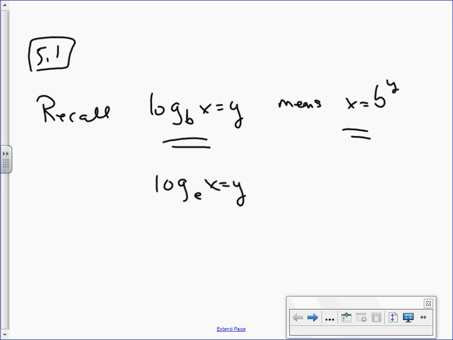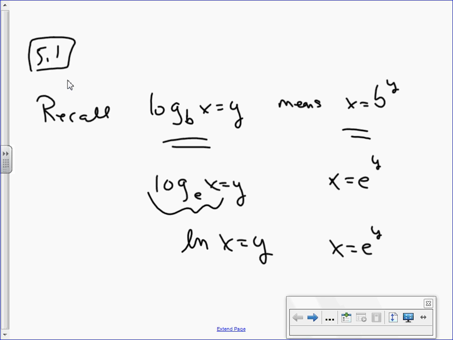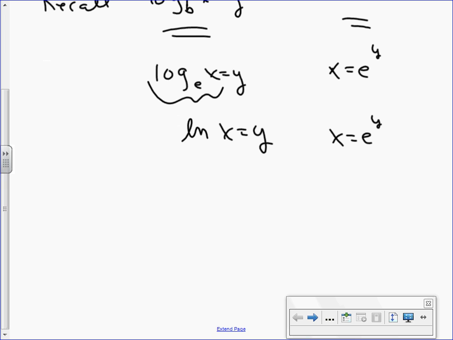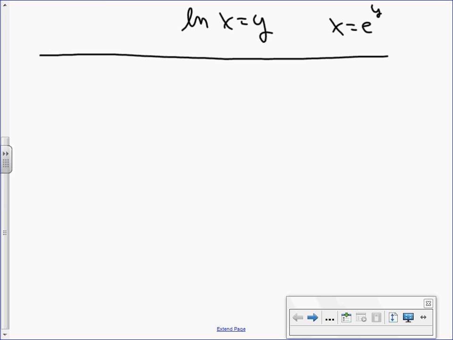And so this is x equals e to the y, like this. We very rarely write this as log base e. Instead, we use the abbreviation ln, which is called the natural log. And we say the ln of x equals y, and that's the same thing as saying x equals e to the y. So feel comfortable going back and forth between the two different forms, logarithmic form and exponential form.